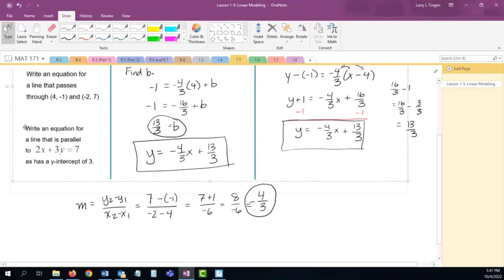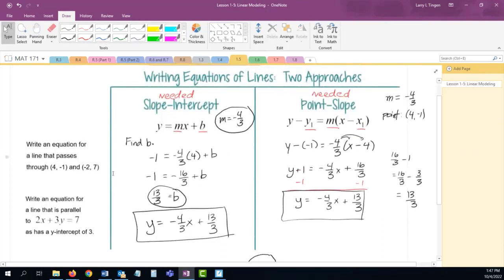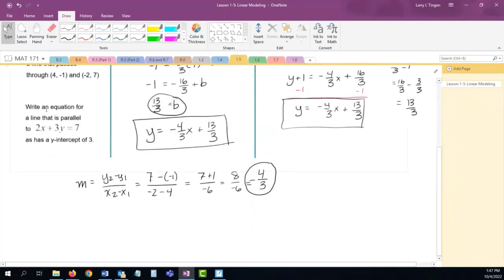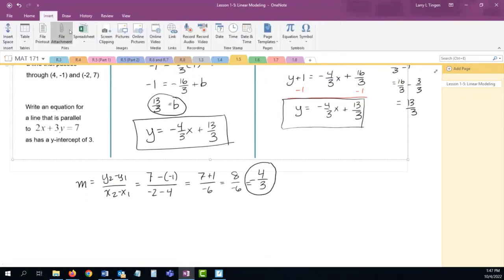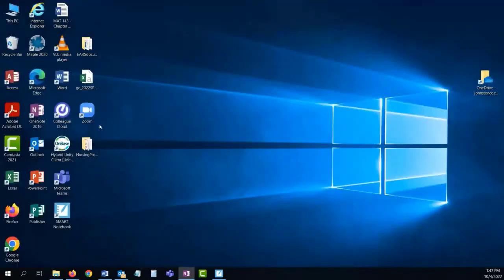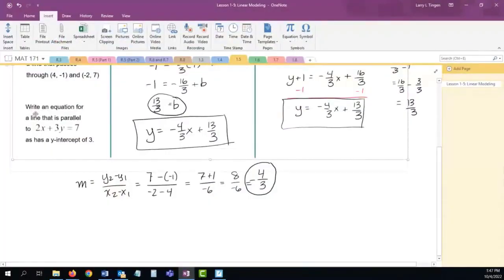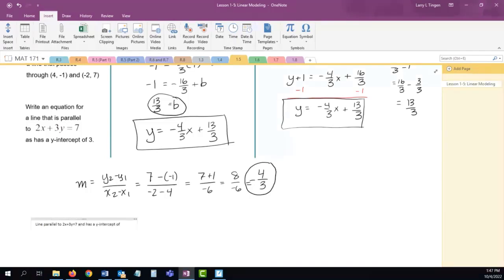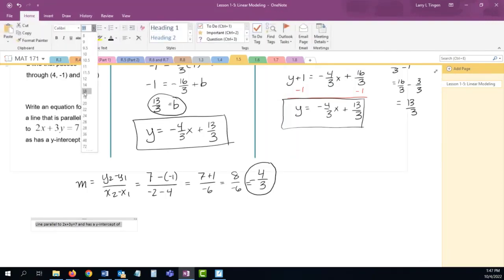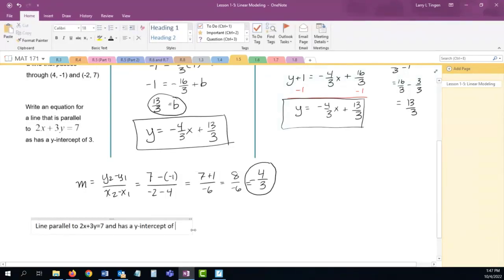Okay. So for the next problem, which is not going to fit in the table, write an equation for the line parallel to 2x plus 3y equals 7 and has a y-intercept of... I don't like this notation, and it's because this problem came from the book that I left it this way. I wanted to draw attention to it. It says a y-intercept of 3.